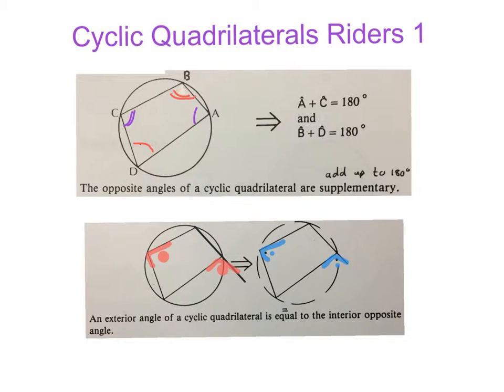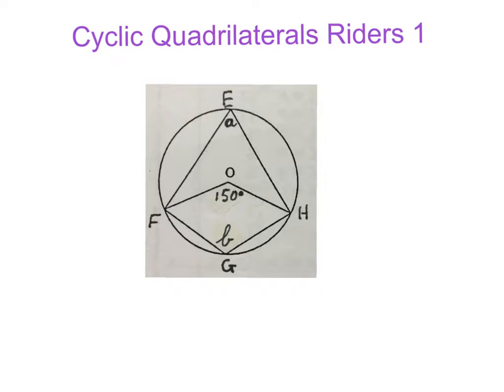The second theorem says an exterior angle of a cyclic quadrilateral is equal to the interior opposite angle. That means that red angle there will be equal to that red angle there. I just did it in blue also. That blue angle there will be equal to that blue angle there. Please remember that it very seldom happens that you only use one theorem on a rider.